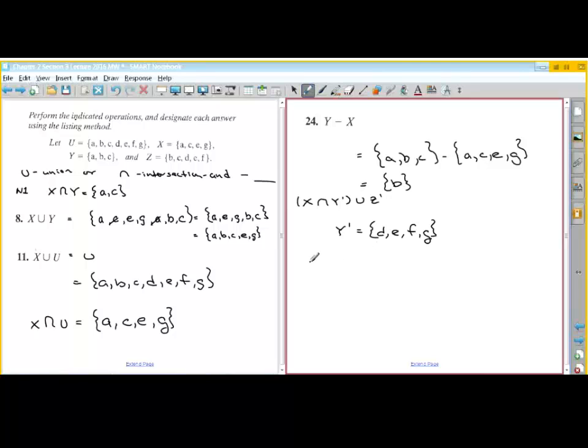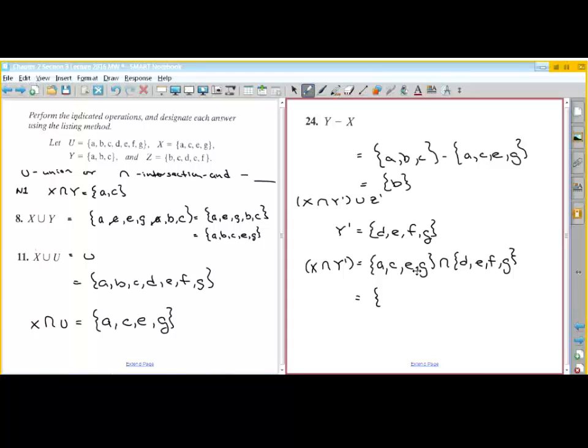Okay. So the next thing we do now, we do the stuff that's in the parentheses. So we're going to do X intersect Y prime. And you might be able to look back and forth, but I'm just going to go ahead and write them in as a set. So we have A, C, E, G, which is set X, intersect with the complement of Y, which is D, E, F, G. So that ends up being a set.